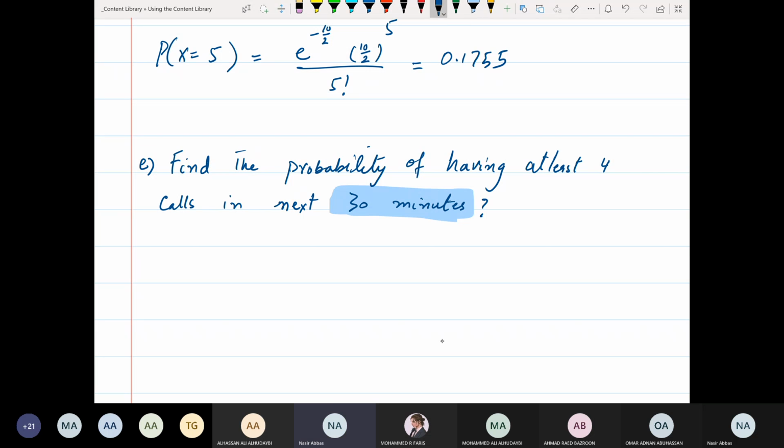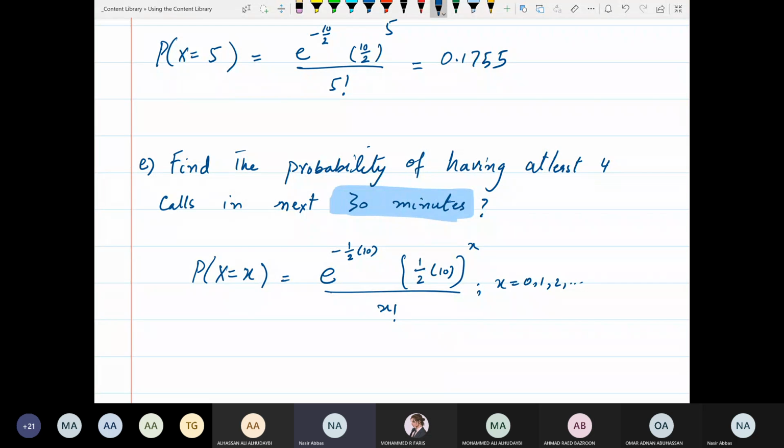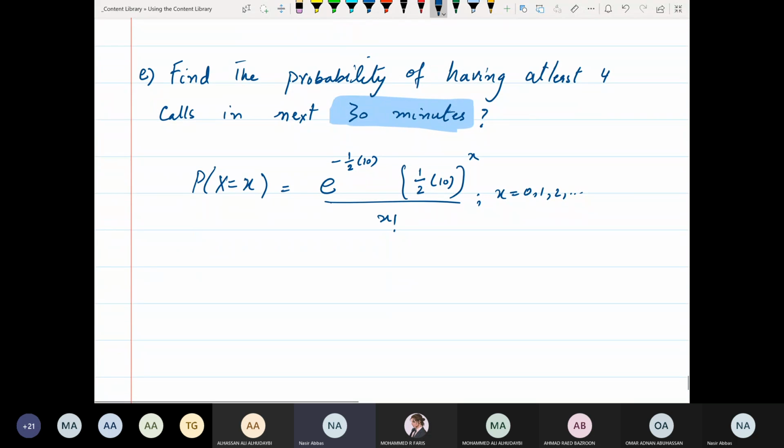So the first thing you need to know is that P of x equals x is e to the power minus 1 over 2 times 10, 1 over 2 times 10 to the power of x over x factorial, where x is 0, 1, 2, all the way up to infinity. The second thing, and the main trick that I want to explain in this part, is what is required. The required thing is probability of x at least 4. At least means greater than or equal to. Can you find this probability?